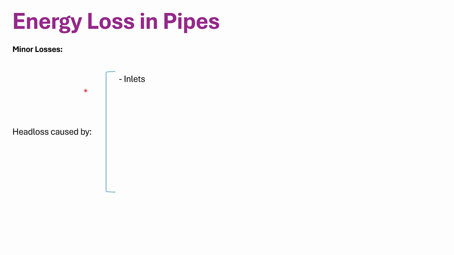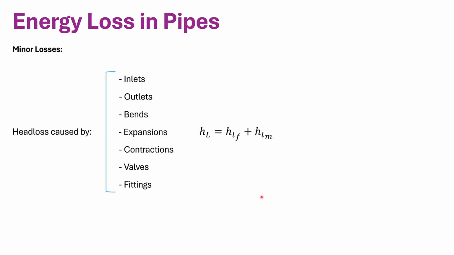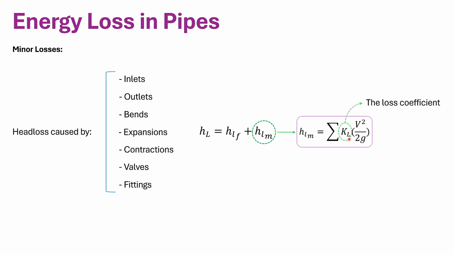So they are head loss caused by inlets, outlets, bends, expansions, contractions, valves, and fittings. So the more complete form of the energy loss equation is H sub L equals H sub LF, which is due to friction, plus H sub Lm, which are minor losses. And H sub Lm equals sigma KL times V squared over 2G. And here, K sub L is the loss coefficient.